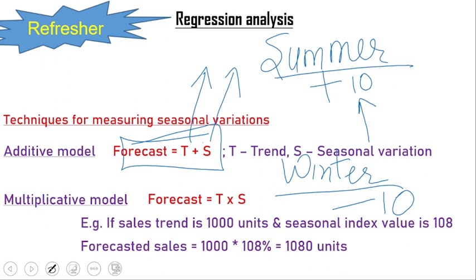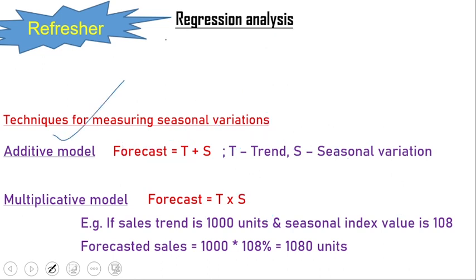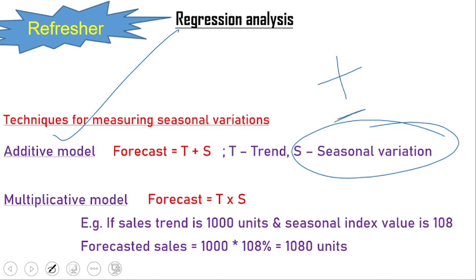So how do you calculate the forecasted sales? Say if the trend is 100, that is the average sales is 100, then in summer, your sales will be 100 plus 10, that is equal to 110. And in winter, it will be 100 minus 10 or 90. That is the additive model in which the seasonal variation will be either a plus or a minus.